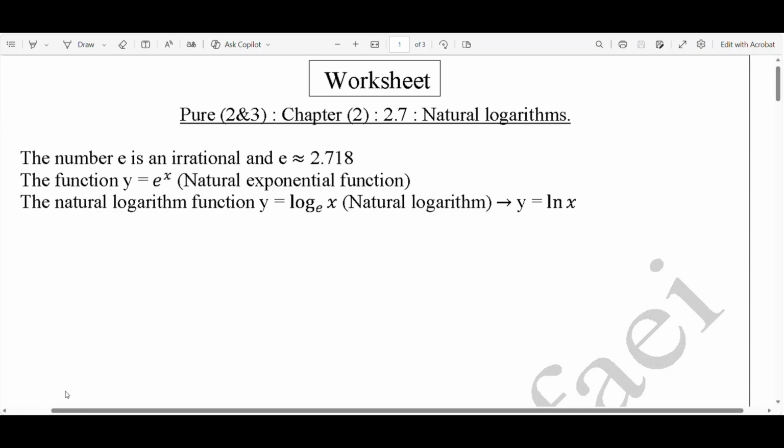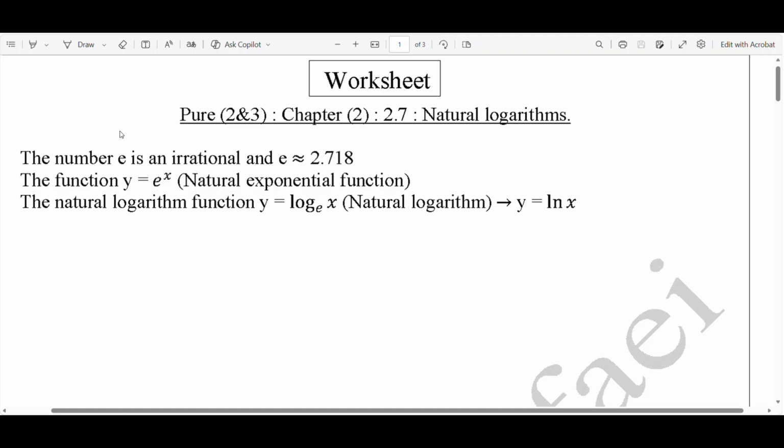Today we're going to talk about the natural logarithms. But before that, you have to know what the letter e means. In order to know what the letter e is, I'm going to upload two links in the description box. Please watch these two videos to understand the meaning of the letter e. The letter e is an irrational number and its approximation is 2.718.